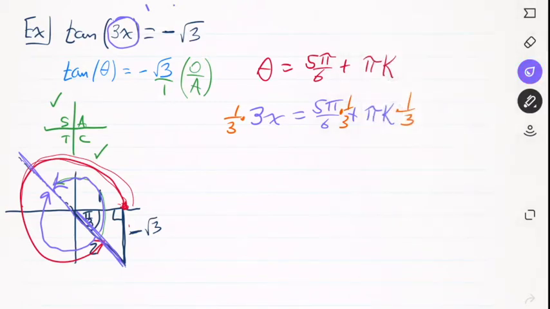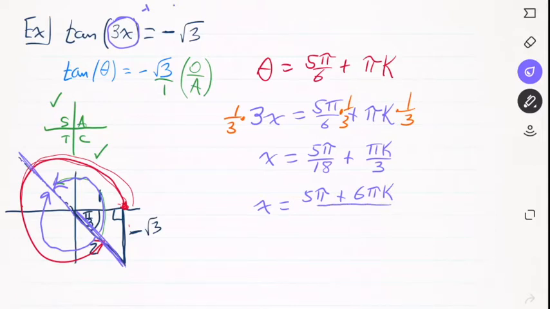1/3 times 3 is 1, so we'll get x. 1/3 times 5 pi over 6, you just have to multiply top and bottom. So you get 5 pi times 1 over 6 times 3, and then over here you're just going to get pi k over 3. All right, now it makes it easier if you can get a common denominator before doing the next step. So I'm going to rewrite this as 5 pi plus, to make the 3 into 18, I just have to multiply by 6, top and bottom, and I get this expression.